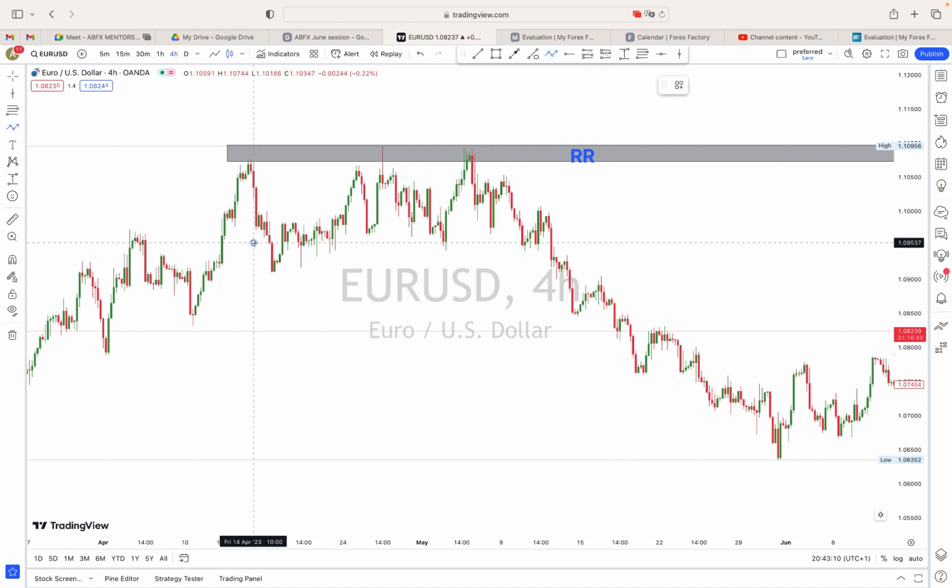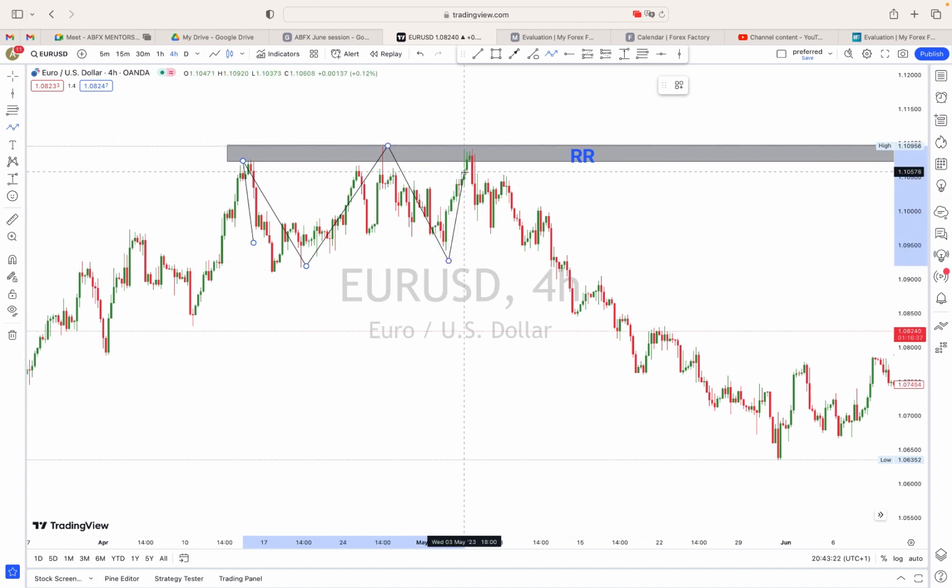So this is a level that price came in on the 14th of April. It failed, it went back down. It came again around April 26th on Wednesday. It tried to break above. It was unable. It came back down. Now it came again in May. This is May 4th on Thursday. It was still unable to break, and then it started falling down.